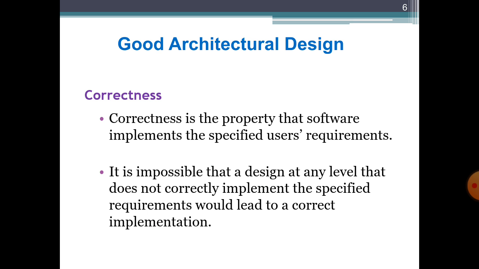As the name suggests, it is very basic. So what is correctness? Correctness is a property that if our software correctly implements the specific user requirements, we tell our product is correct. If we do not define the user's requirements correctly in the design phase, we can never reach a correct implementation. So correctness is very important. If and only if a design at any level correctly implements the specified requirement will it lead to a correct implementation. So it's all about correctness.